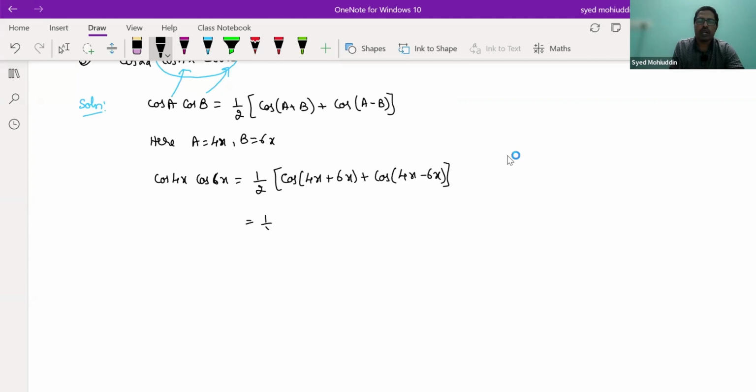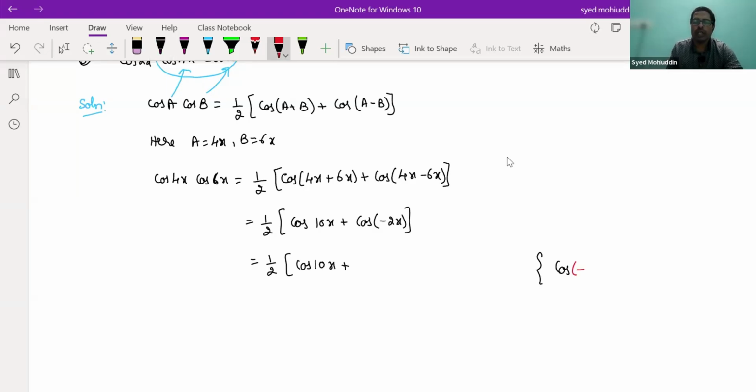It is half times of cos of 4 plus 6, which gives 10x, plus cos of 4 minus 6. 4 minus 6 will give you minus 2x. Or further, if I simplify this, it is half times of cos of 10x plus, what is cos of minus theta? I told you cos of minus theta will be cos theta itself. Therefore, here cos of minus 2x will give us cos 2x itself. So that's the value we'll be having.